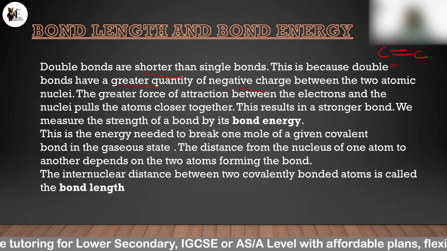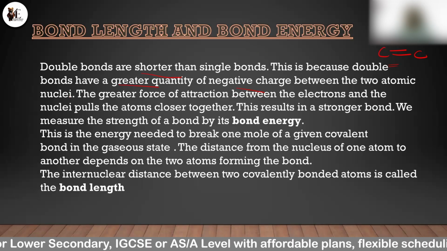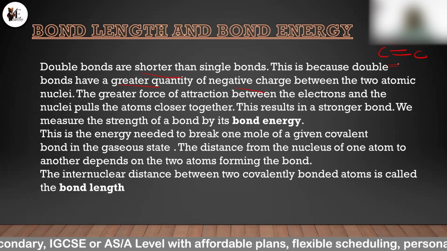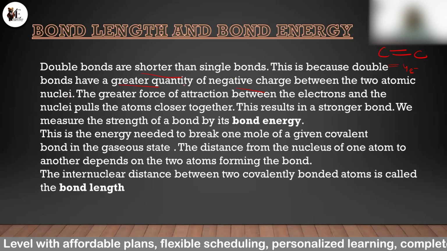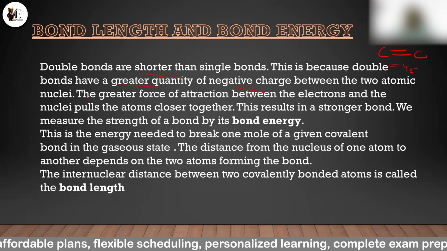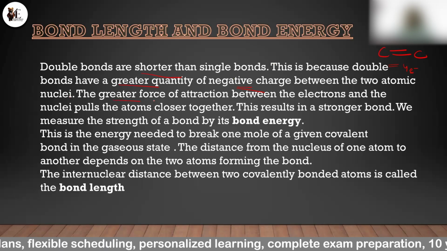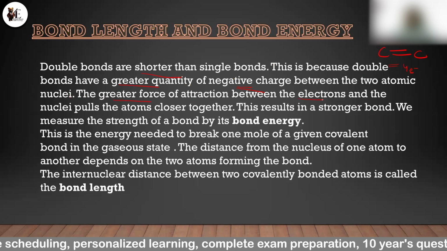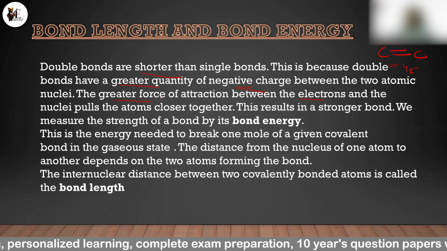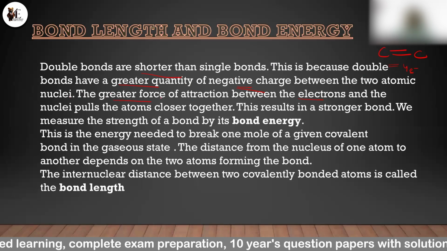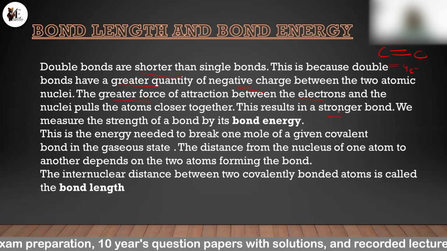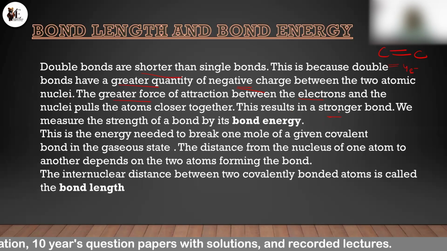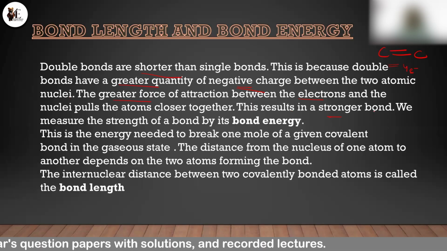Because a single bond contains how many electrons? 2 electrons. And a double bond contains how many electrons? 2 pairs of electrons, that is 4 electrons. So a double bond has a greater quantity of negative charge between the two atomic nuclei, and the greater force of attraction between the electrons and the nuclei pulls the atoms closer together, as we have read in atomic structure also. So this results in a stronger bond. So carbon-carbon double bond is stronger as compared to carbon-carbon single bond.